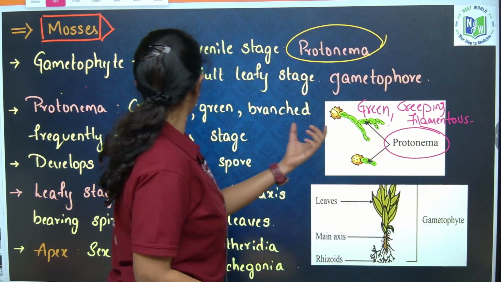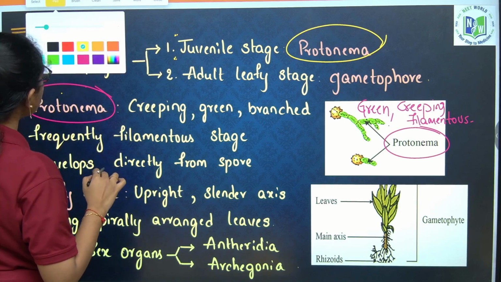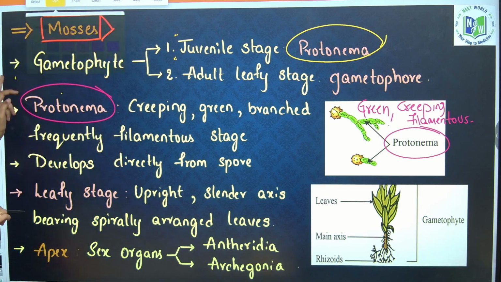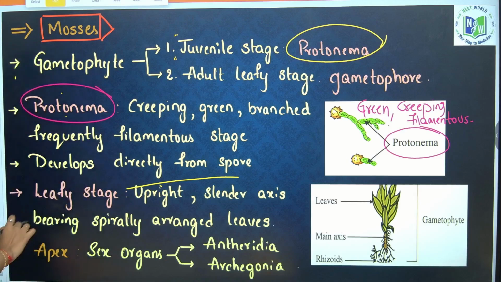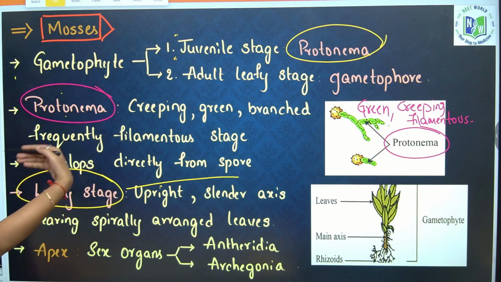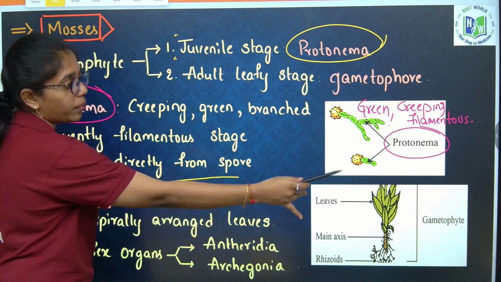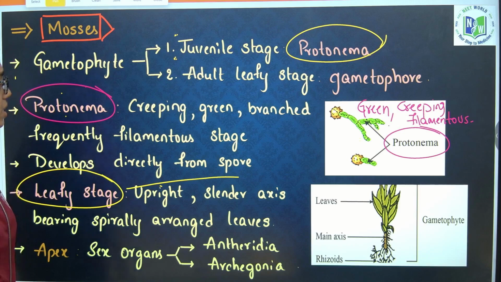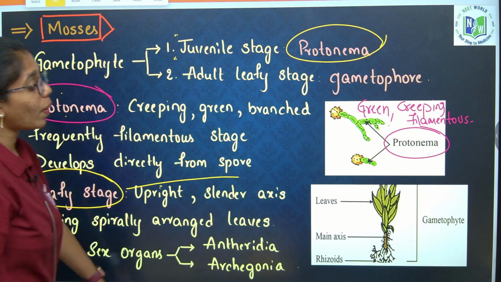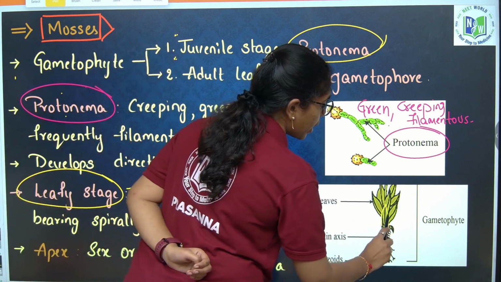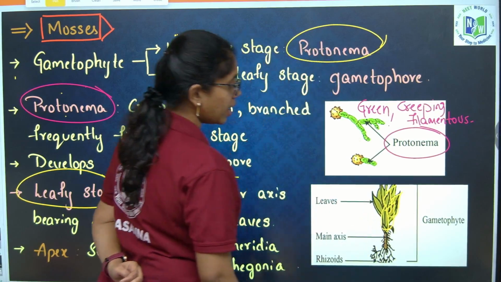Clear? This description of protonema is very much important. This develops directly from a spore. The leafy stage which arises from the lateral branches of this protonema is an upright slender axis bearing spirally arranged leaves.